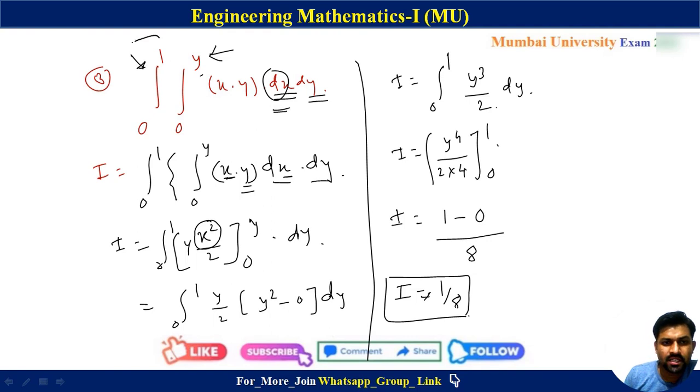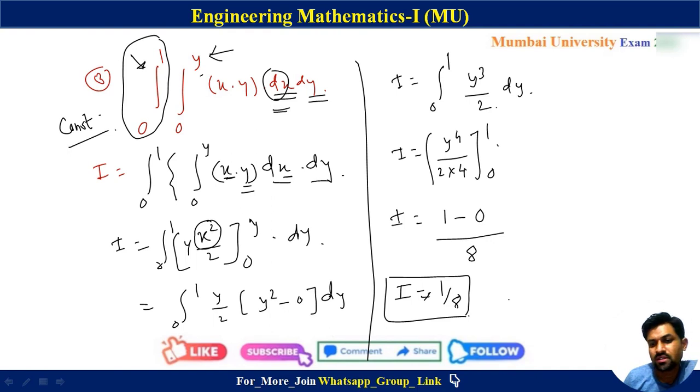Always remember, if any one of the integration parts contains a constant limit, then the answer must be a constant that doesn't contain plus c. Okay, I hope this video will help for the double integration.